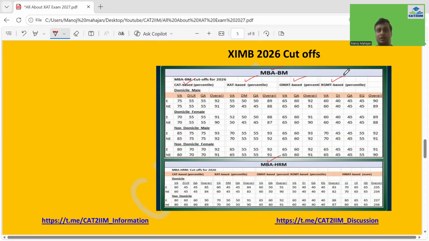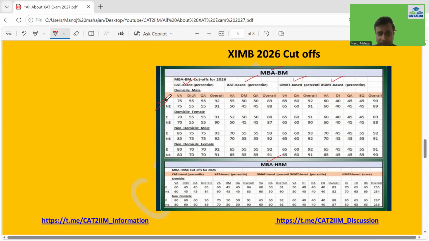And of course, they divide the MBA BM cutoffs into domicile male, domicile female, non-domicile male, and non-domicile female. And in that also, for every category, if I come to domicile male, you do have engineer and non-engineer also, right? If you look over here, these are the cutoffs which you have.